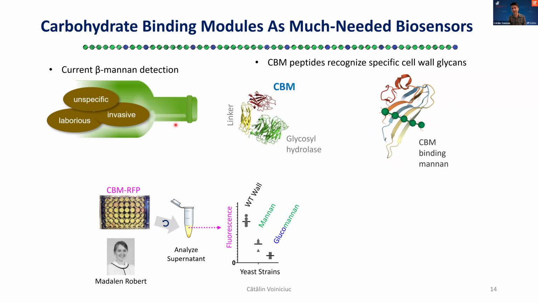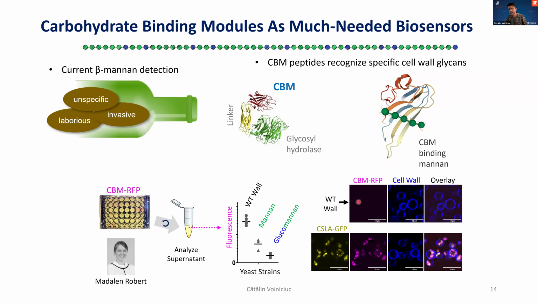Now we can introduce this probe in different yeast strains. We have our wild-type yeast cell walls, mannan or glucomannan producing strains, and we looked at the supernatant, or the media that remains after these cells are grown and centrifuged. And so what we found was that if we look at the fluorescence measurement of the supernatant, the wild-type yeast background has a high secretion of the CBM-RFP probe, but whenever you make mannan or glucomannan, there's less signal in the supernatant.